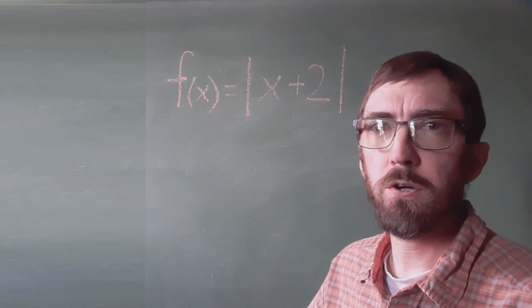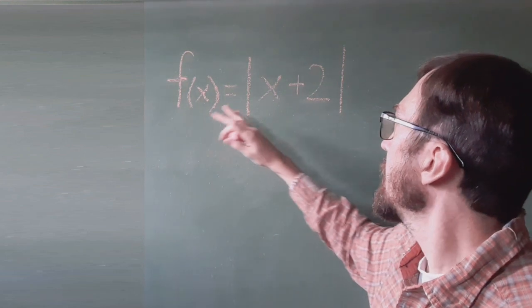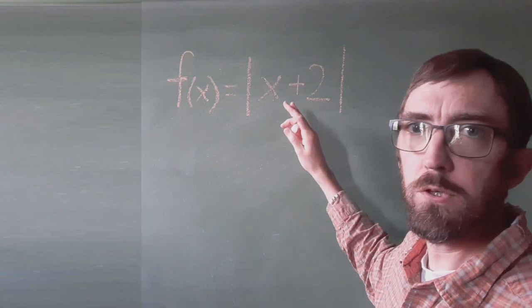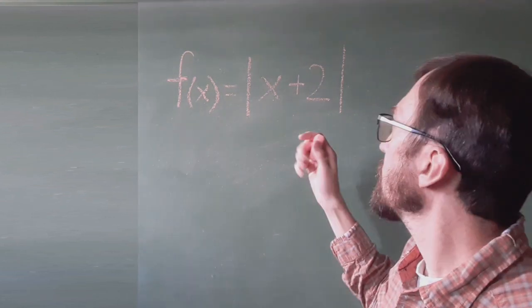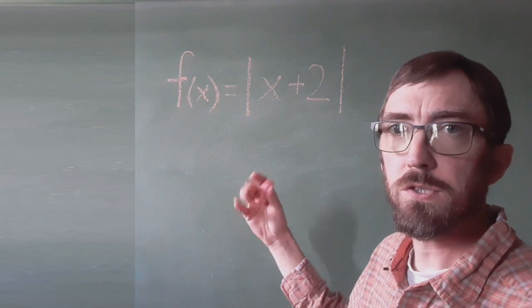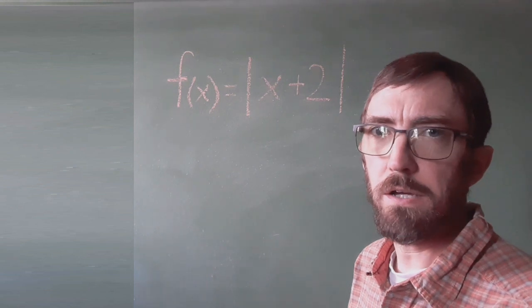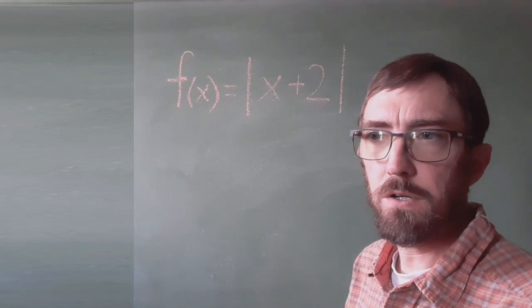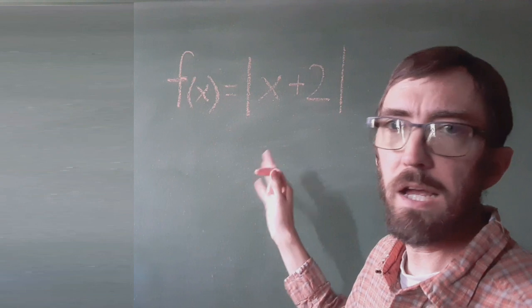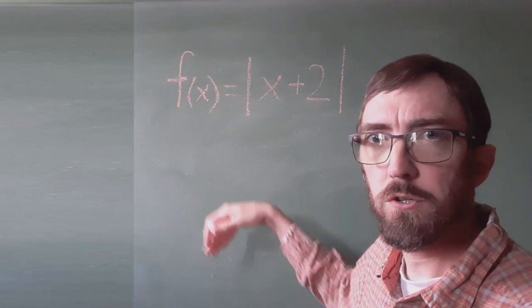Greetings, math friends. We are going to look at the function f of x equals the absolute value of x plus 2, and I want to be able to determine its domain, its range, and what kind of symmetry it has, whether it's even, odd, or neither. It's going to have self-symmetry because it's going to graph a V shape.